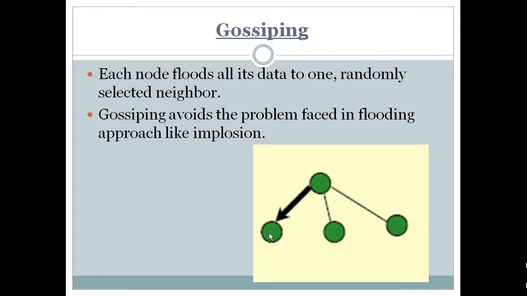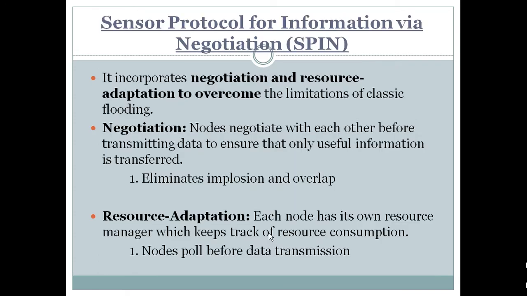Now let's dig into the third approach of data dissemination, which is called SPIN, Sensor Protocol for Information via Negotiation. In this method, we are mainly incorporating negotiation and resource adaptation. Negotiation and resource adaptation have been incorporated in this approach so that we can overcome the demerits of the first approach of data dissemination, which was flooding.